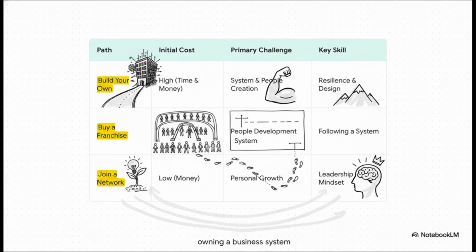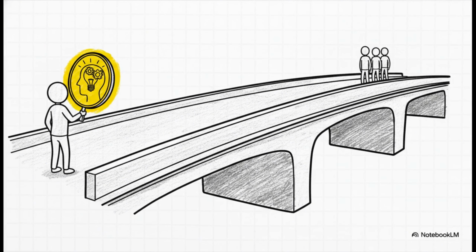And you see that common thread? No matter which bridge you cross, the ultimate skill you have to develop is leadership. And that's really the bottom line. The system, whether you build it, buy it, or join it, that's just the vehicle. That's the bridge. Your real job, your most important job, is to become a leader who can develop other people. And that development always has to start with you. The first and most important person you will ever lead is yourself.